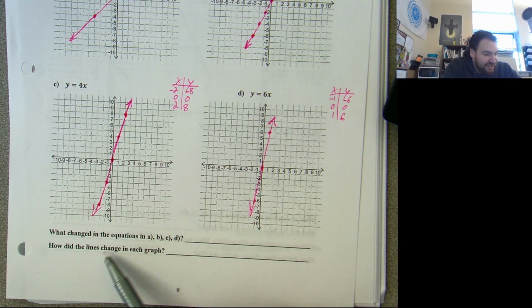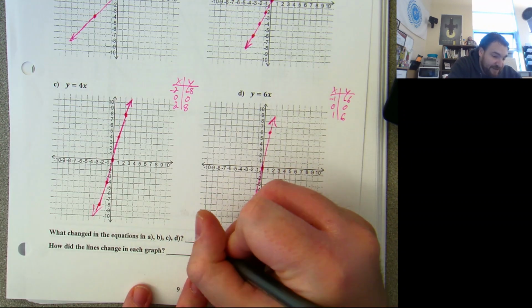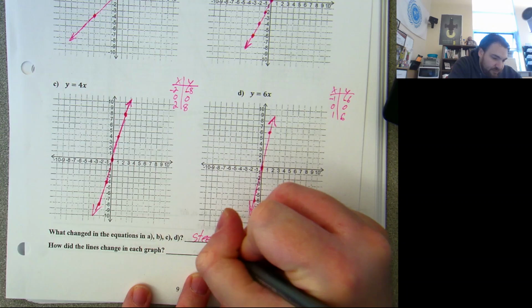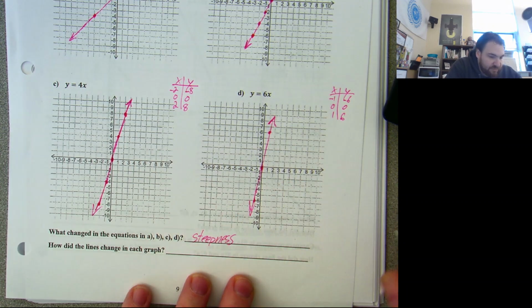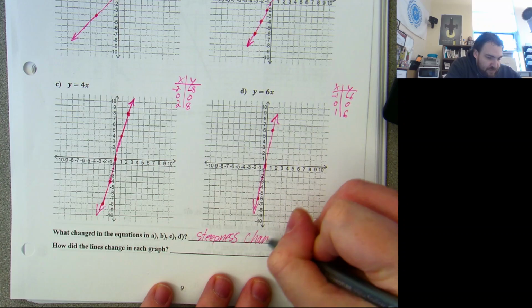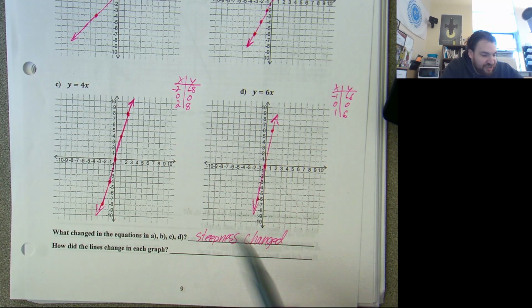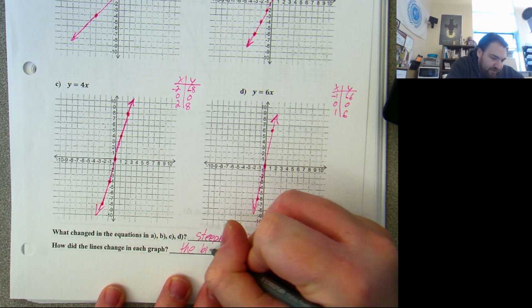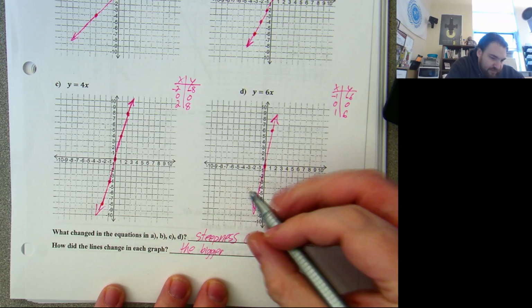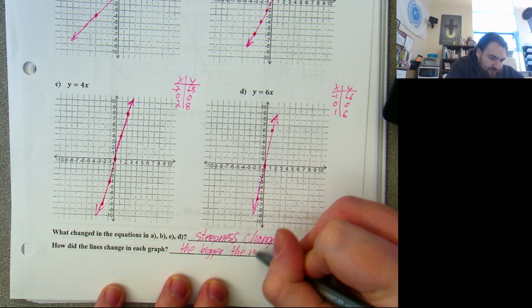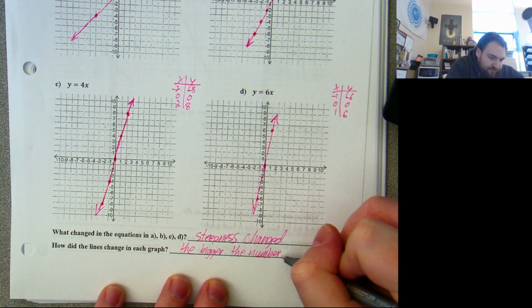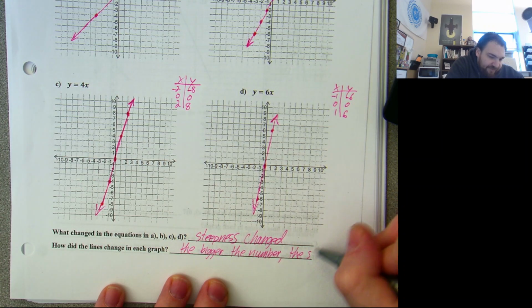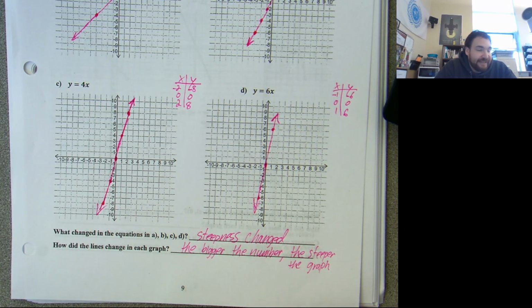So what changed in the equations A, B, C, and D? The steepness changed. And how do the lines change in each graph? The bigger the number, the steeper the graph. That's it.